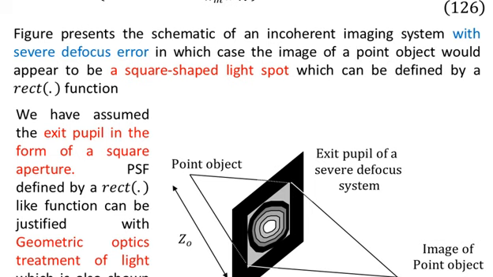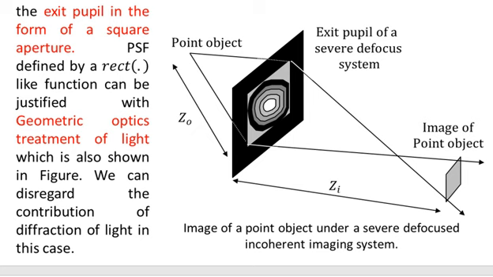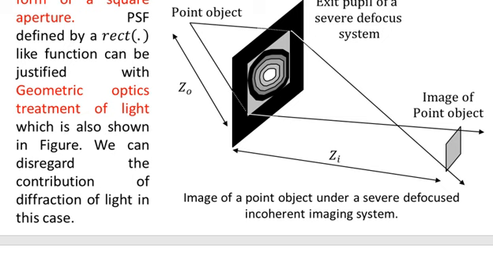The figure presents the schematic of an incoherent imaging system with a severe defocus error, in which case the image of a point object would appear to be a square shaped spot, which can be defined by a rect function. So in this figure, our object is a point source and our image is a rectangle, a square or a rectangle, whatever the case may be, which is a rect function. The image of a point source is actually called the point spread function, and in the case of very high defocusing, the real point spread function is a rect function. This is a demonstration that the image of a point object is the shape of a rect function.